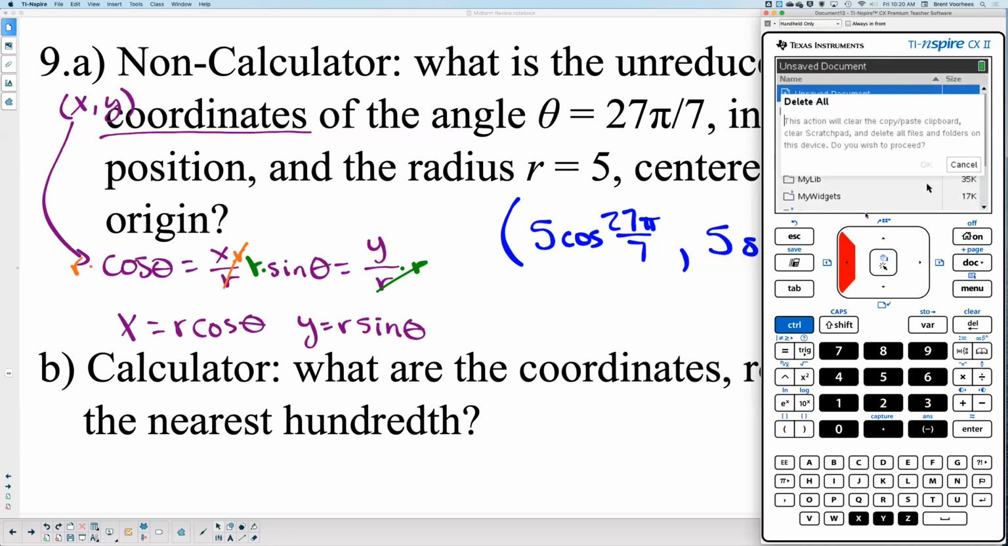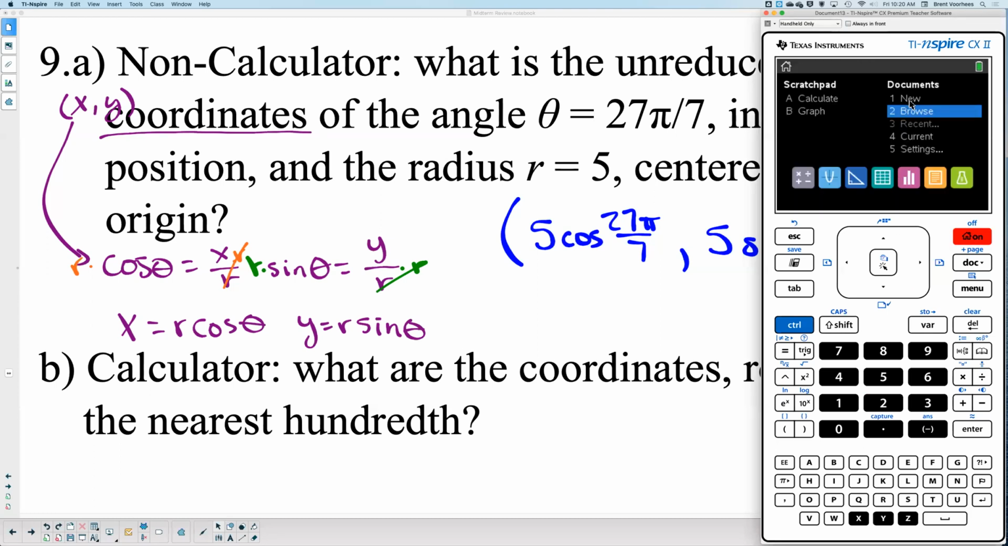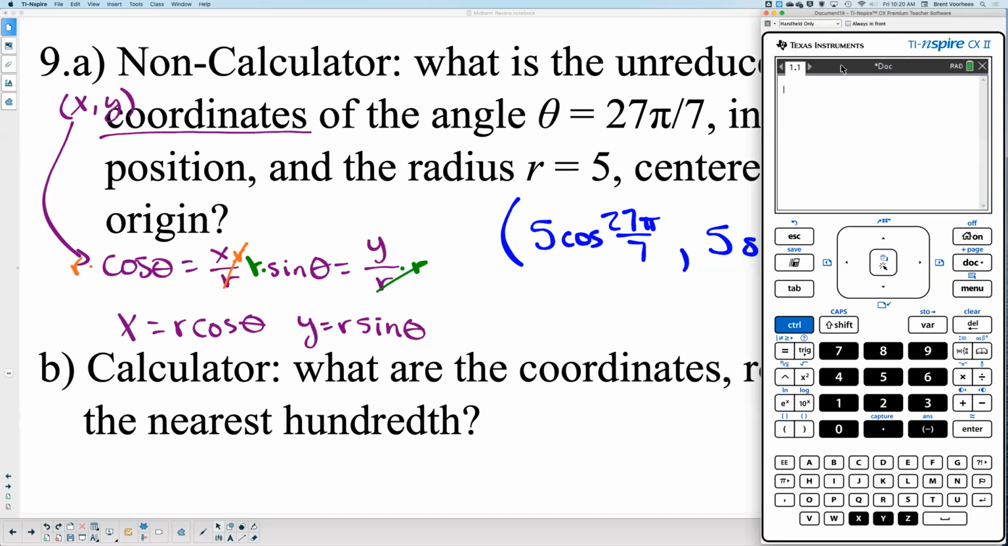Mine won't let me because it's a teacher one. But if you choose that, it'll clear everything, it'll restore all settings to defaults, which is radians. It should say rad up at the top. Your calculator needs to say rad. You type each of those values in, and what do you get?